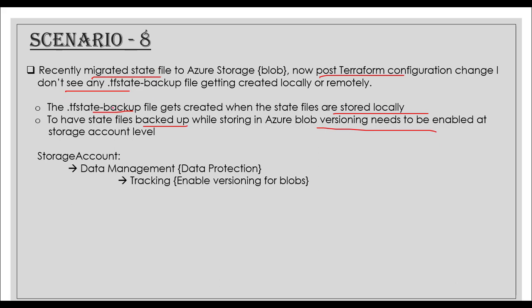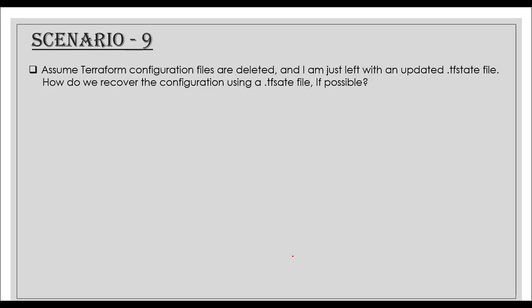So how do you take backup of your state files? Storage account, data management, tracking, enable versioning. Let's go to the next question. Now this is the question. Assume Terraform configuration files are deleted and I am just left with an updated state file. How do we recover the configuration using the TF state file, if it's possible?